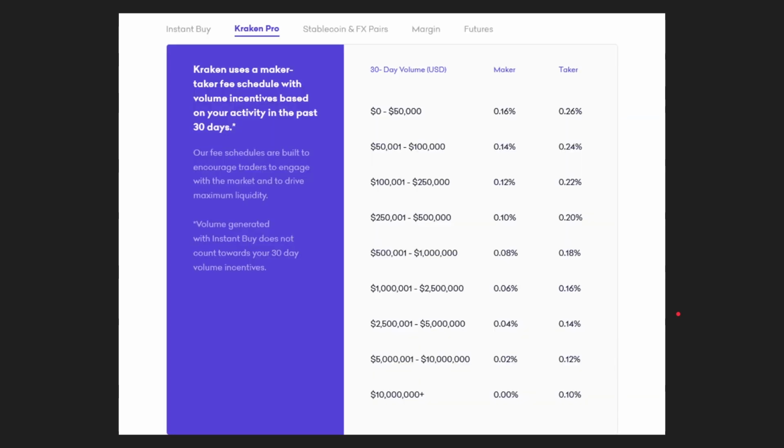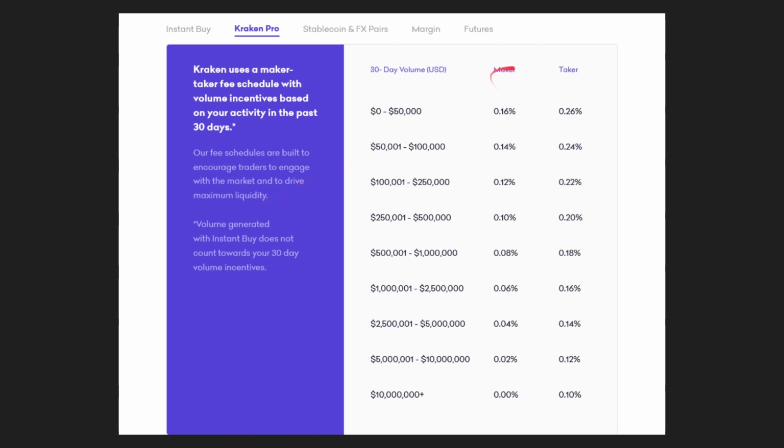Here's an example from Kraken Pro. So here we see Kraken uses a maker-taker fee schedule with volume incentives based on your activity in the past 30 days. This is typical from exchange to exchange. Their fee schedules are built to encourage traders to engage with the market and drive maximum liquidity. That's, in other words, them saying, hey, we want you to be market makers. We want you to add to the order book and add to the market, build the market.